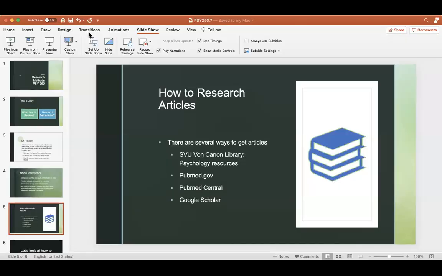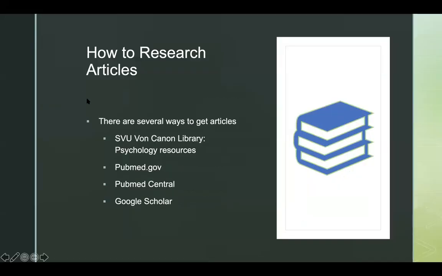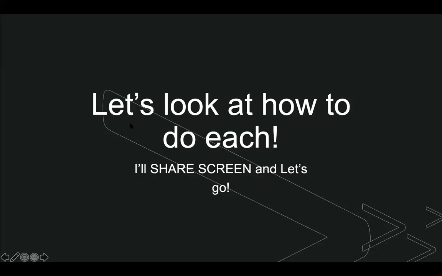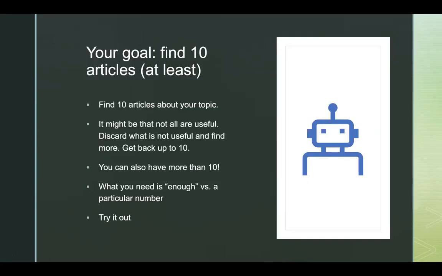All right, so I'm going to stop that share. We'll come back to the PowerPoint. So your goal here now is to go find 10 articles. Try this out and see if you can find 10 articles about the topic that you've chosen. It might not be that all of them are useful. If you find something and you think that it's useful, but then you start reading through it and it's not, then just get rid of it and find some more. So you're back up to 10.